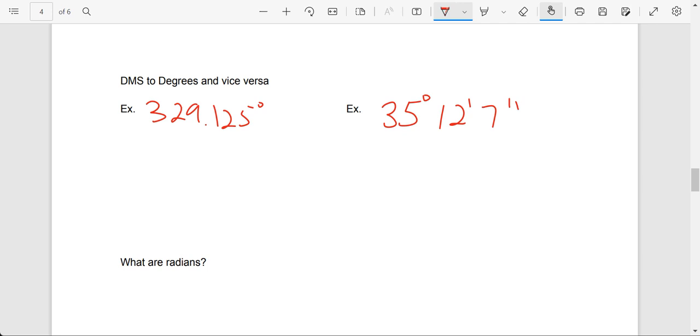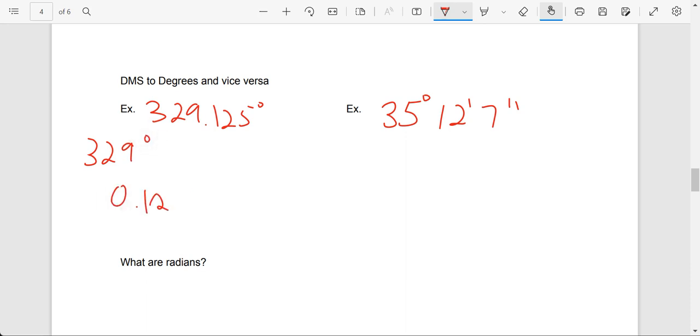Degrees to DMS and vice versa. So if I'm giving you degrees, another way to write degrees is in what's called DMS, degrees, minutes, seconds. You might see this a lot if you're going to be a pilot one day. Sometimes they use these as far as coordinates go. So first I'm given degrees, I want DMS. So how do you do it? I'm going to take whatever the decimal is. I already know the degree is going to be 329 degrees.